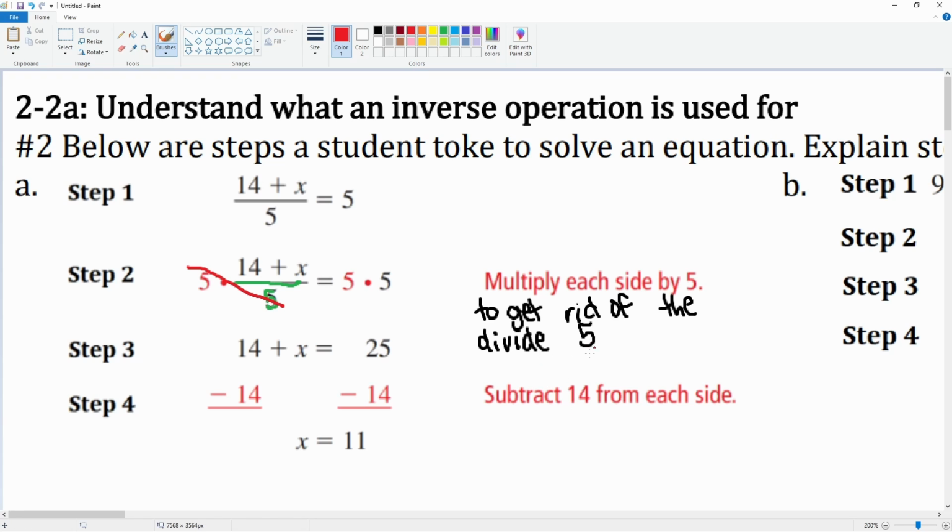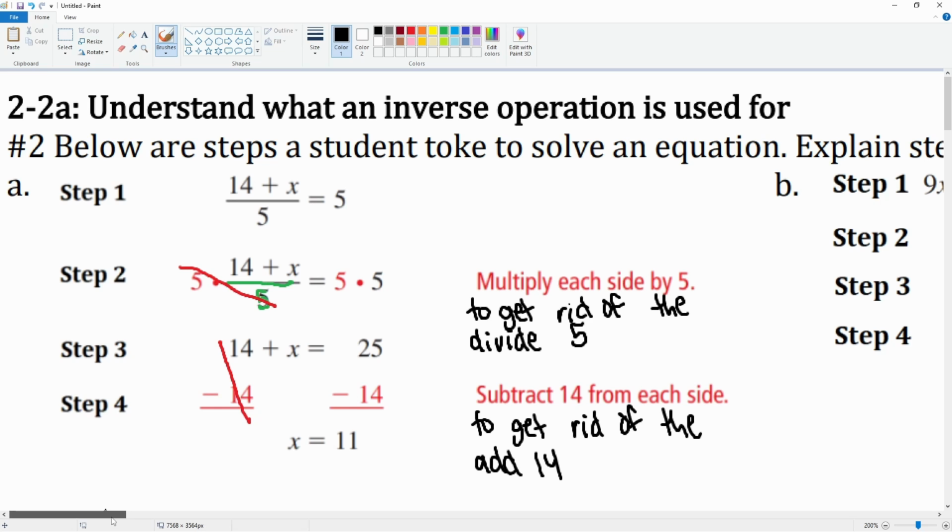Okay. Here, why did they subtract 14 to each side? Well, we see that this cancels, okay? This is to get rid of the add 14. Okay, do you see how that cancels? It makes the number 0 here. So when you have a divide by 5 and you multiply by 5, you get rid of it. And then when you have a positive 14, you subtract 14. Okay, that is the reason for step 2 and step 4.